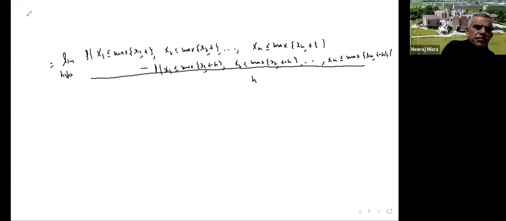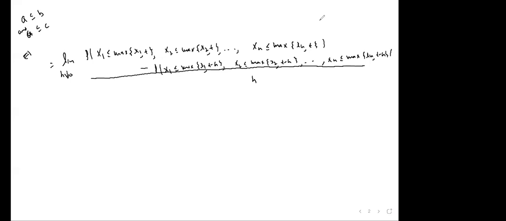Now suppose A is less than or equal to B as well as A is less than or equal to C. A number A is less than or equal to B as well as the same number is less than or equal to C. What is that? What does that mean? What is the intersection? A is less than or equal to B, A is less than or equal to C.